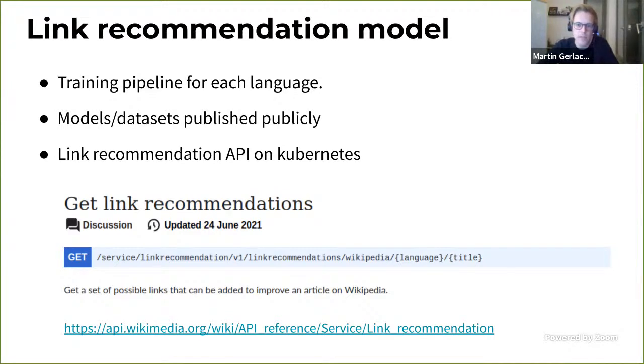The growth team has built an API that is hosted on Kubernetes that you can also explore, and you can inspect the recommendations for an article, but they're then actually used for the actual link newcomer task for link recommendation. And this you can see in the next slide.